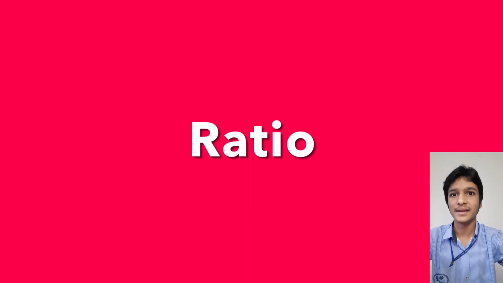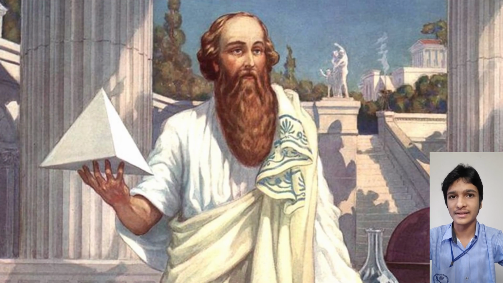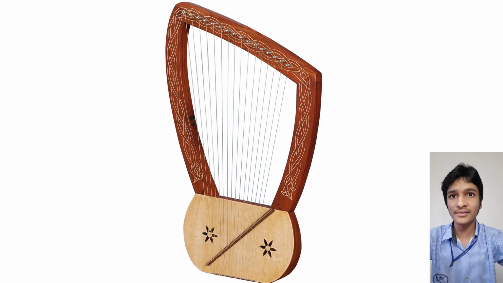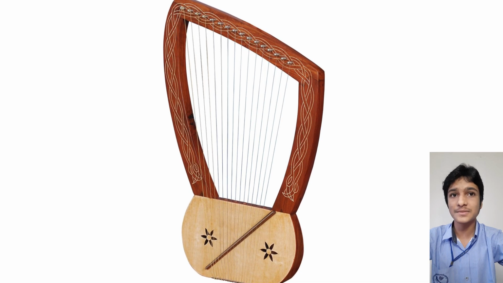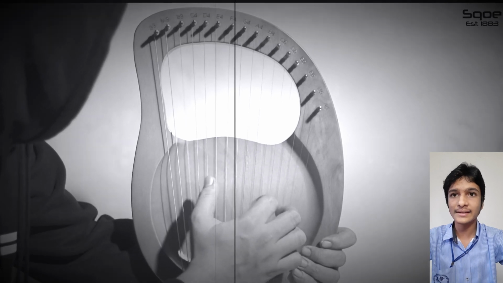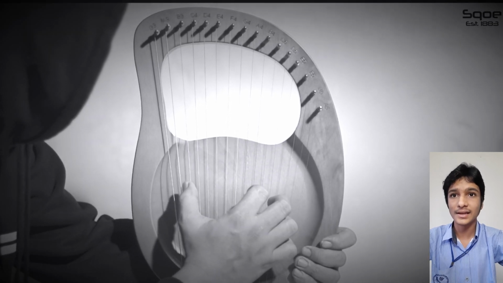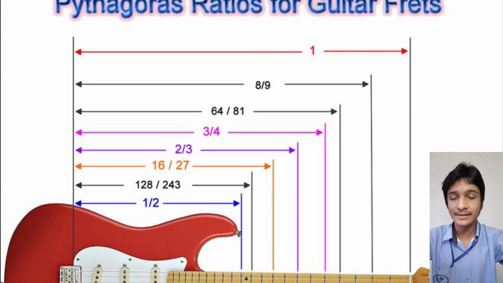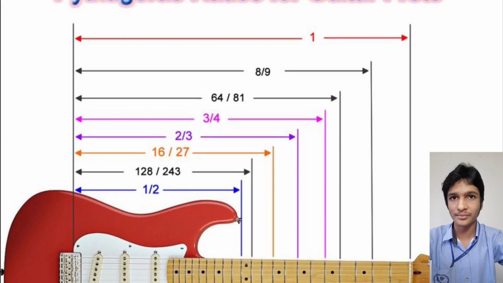Ratio. The Greek philosopher Pythagoras, by experiment, found out that if a string was halved in length, its pitch increased by an octave. Similarly, a string of 2/3 length increased the pitch by 4 notes. One of 3/4 length increased the pitch by 3 notes. These ratios form the basics of music theory.